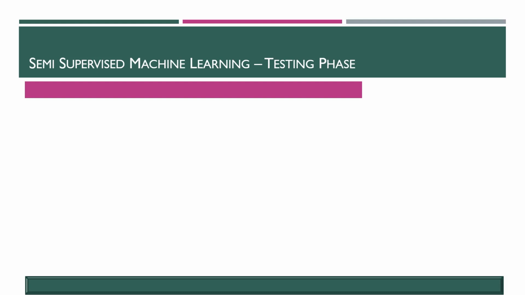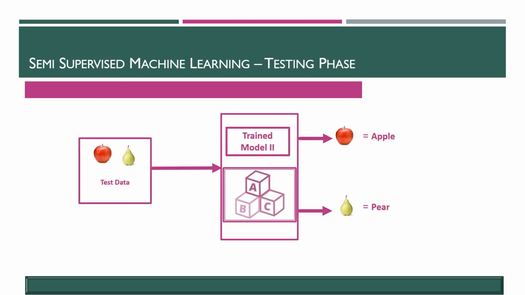In the testing phase, new unseen data is given as input to the twice trained model. Depending on the supervised machine learning algorithm, the trained model classifies the input into a particular category or predicts the output.